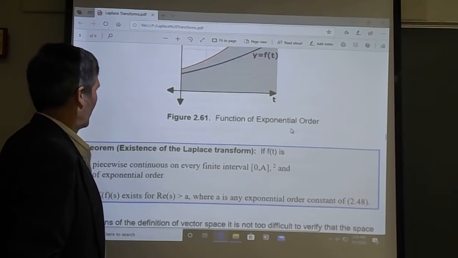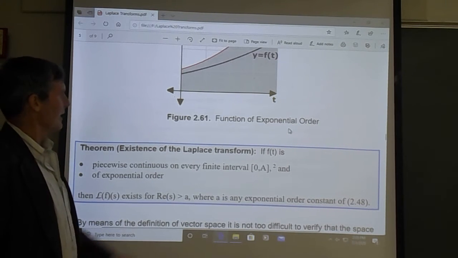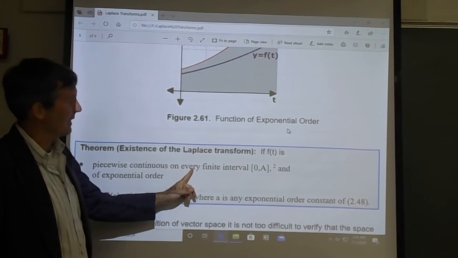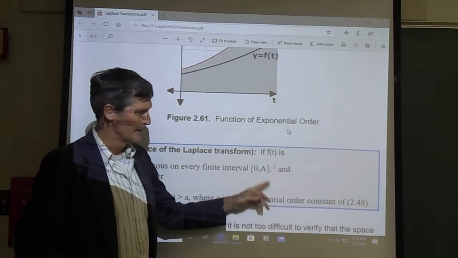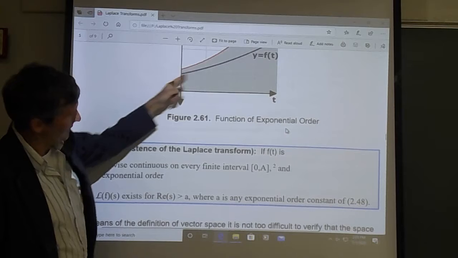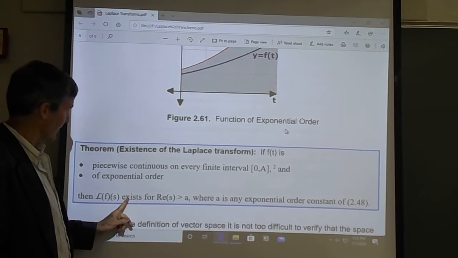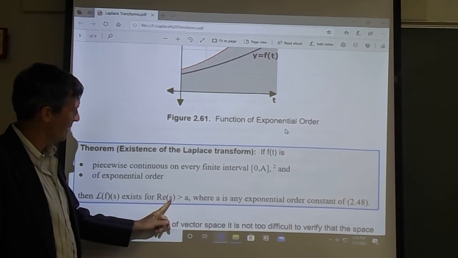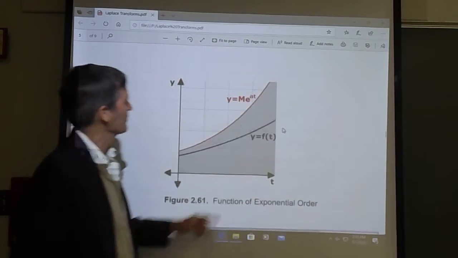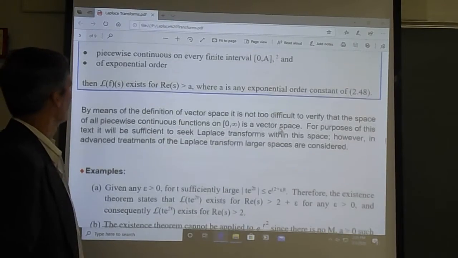All right. Now here's the theorem using those things. If a function f of t is piecewise continuous on every finite interval from 0 to a, some a, and it's of exponential order, bounded by an m e to the at function, then the Laplace transform exists, at least for s bigger in its real part than a. The constant in the exponential is bounding it.